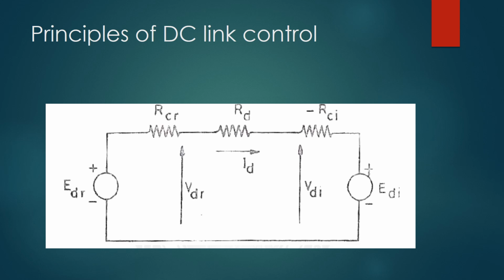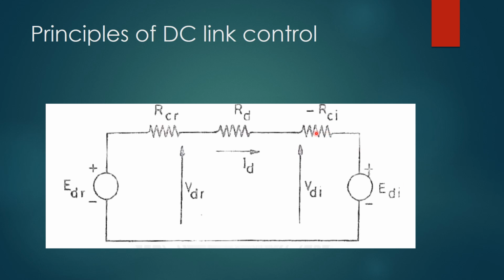This is the basic diagram of DC link control. Here, EDR represents the rectifier voltage, RCR represents the rectifier resistance, RT represents the DC link resistance, and RCI represents the inverter resistance. Hence a minus is indicated, and here EDI represents the inverter voltage. So this is the voltage, VDI output voltage, VDR is the output of rectifier voltage, and ID is the current flowing through the DC link. So this is the basic schematic diagram of a DC link.